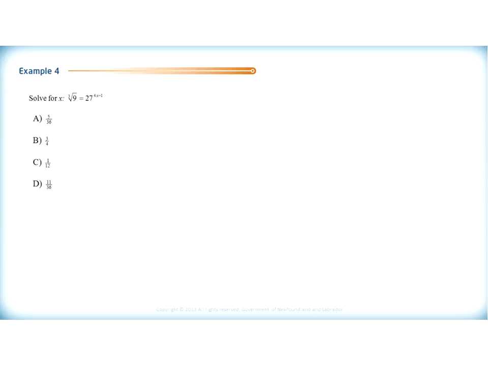Okay, another example here. Solve for x. Again, look at your base. I got a cube root of 9. Again, you want to remember that I can rewrite that. Again, you may want to pause the recording, just to remind you to do that if you want. But I'm going to rewrite this as 9 to the 1/3 equals 27 to the 4x subtract 1.